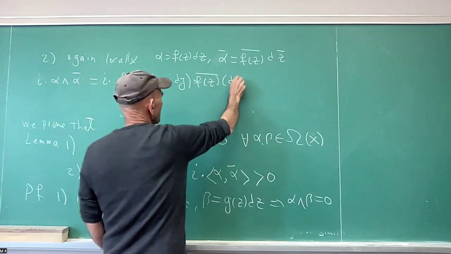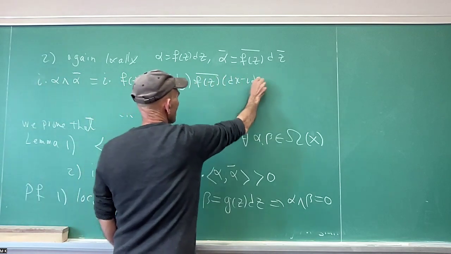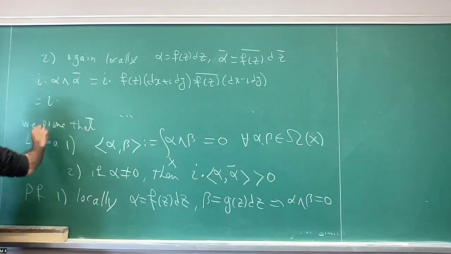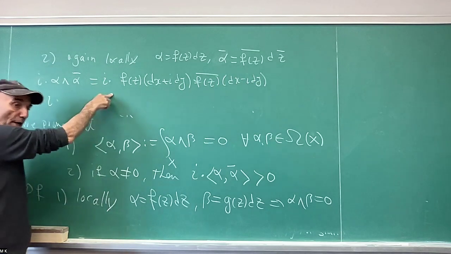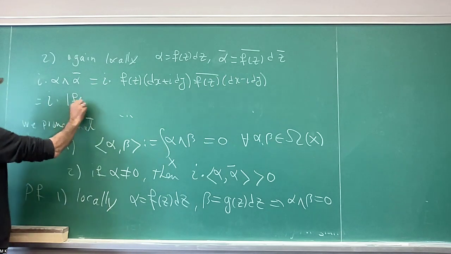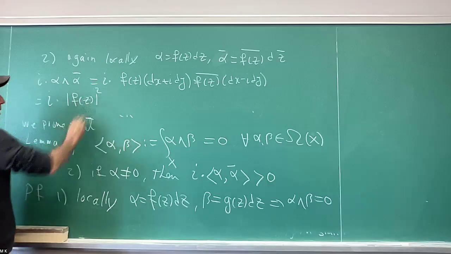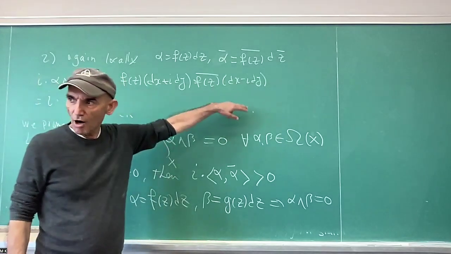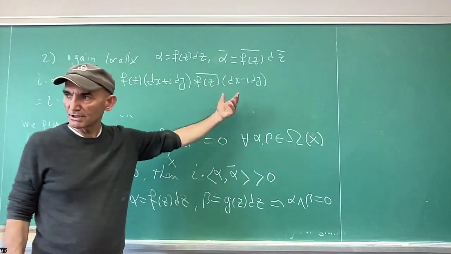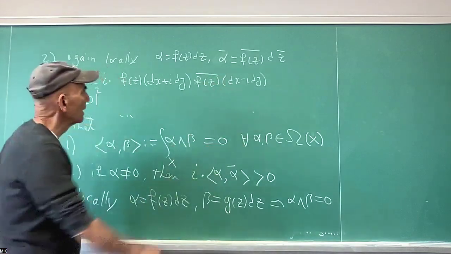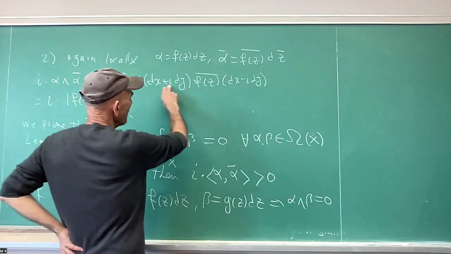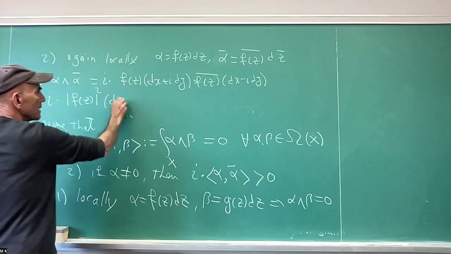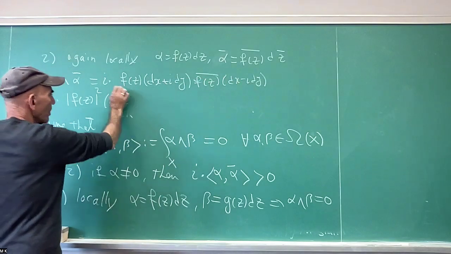This is dx minus i dy. So this is equal to i times the absolute value of f of z squared, right? Okay, now dx wedge dx is 0. dx wedge dy is equal to minus dy wedge dx, but there's a factor of i, right? So there is here i squared, but minus 1.